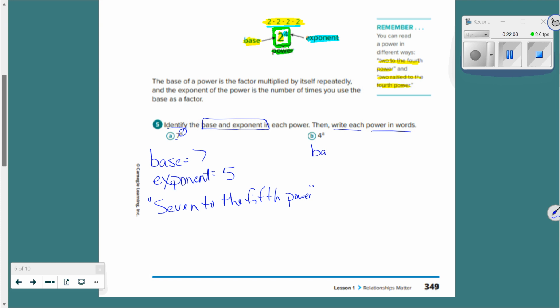Next one, my base is 4. My exponent is 8. And I'm going to say this one as 4 to the power of 8. Either way would work. You just need to make sure that you understand what I'm saying. Basically, the way the wording goes, whatever my base is comes first, and whatever the power is, whatever the exponent is, goes right before the word power. Any questions on this part?